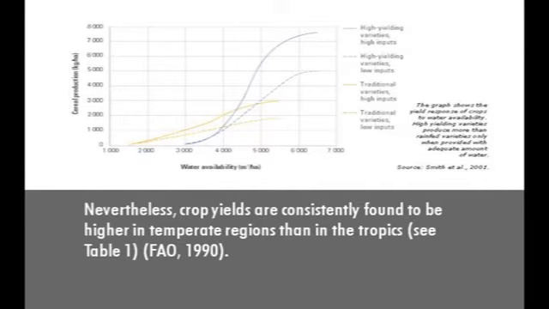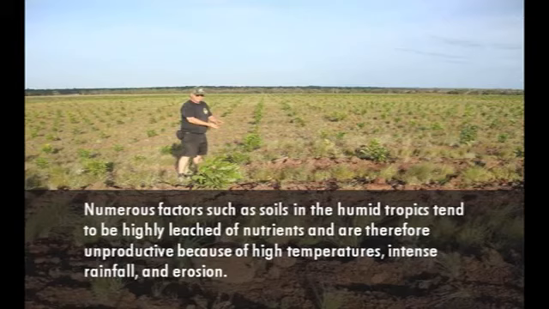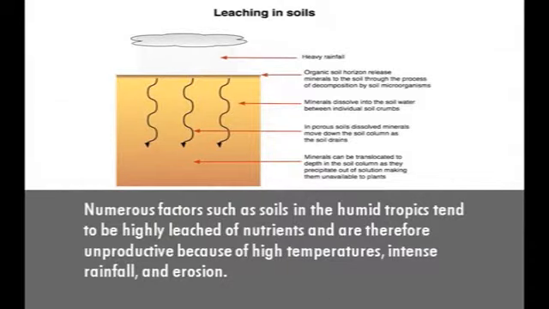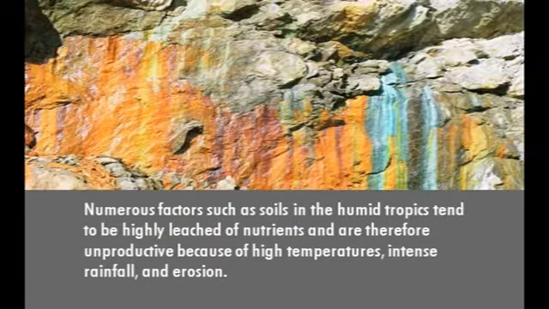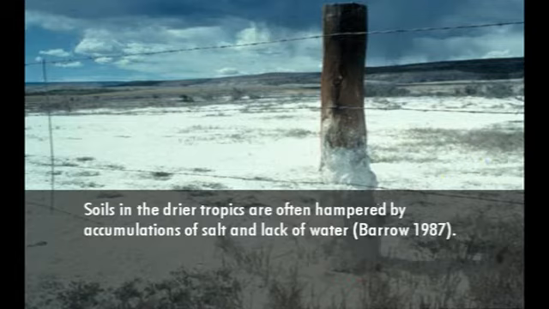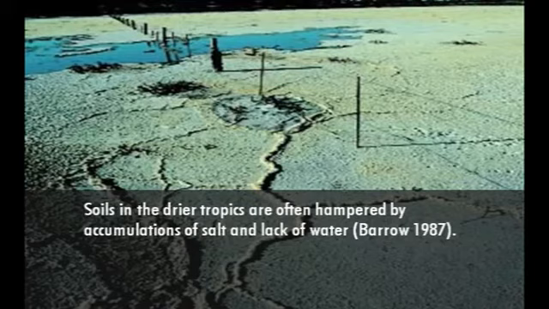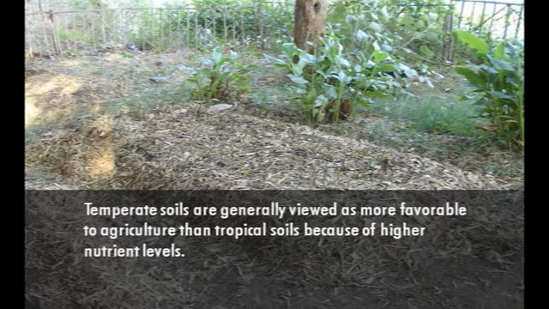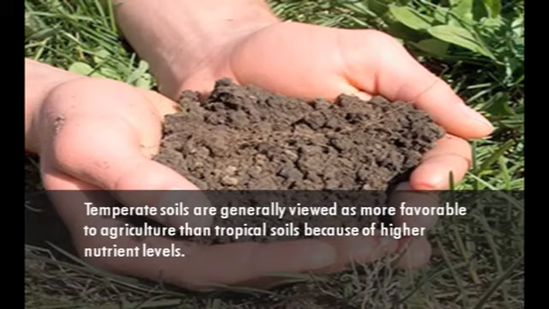FAO 1990. Numerous factors such as soils in the humid tropics tend to be highly leached of nutrients and are therefore unproductive because of high temperatures, intense rainfall, and erosion. Soils in the drier tropics are often hampered by accumulations of salt and lack of water. Barrow, 1987. Temperate soils are generally viewed as more favorable to agriculture than tropical soils because of higher nutrient levels.